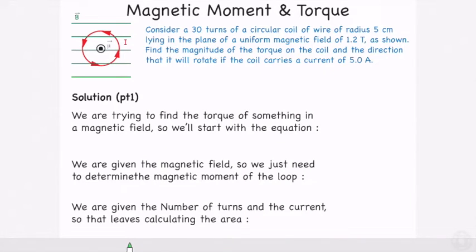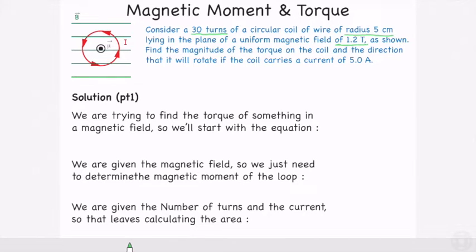Let's work on an example of finding the torque on a loop of current in a magnetic field using the idea of moment of inertia. All right, so let's consider 30 turns of a circular coil of wire of radius 5 centimeters. That coil is lying in the plane of a uniform magnetic field of 1.2 Teslas.